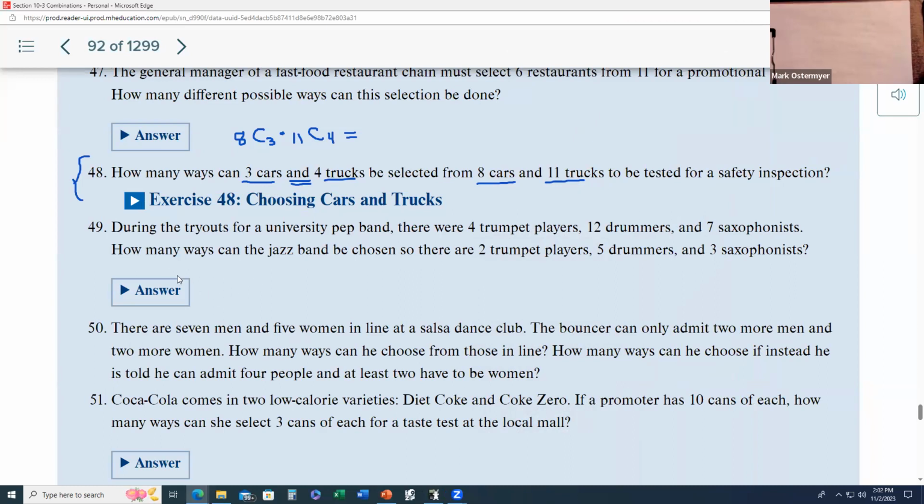All right, ladies and gentlemen, I want you to do number 49 next. Just add this to your classwork. It says, during the trials for a university pep band, there were 4 trumpet players, 12 drummers, and 7 saxophonists. How many ways can the jazz band be chosen so that there are 2 trumpet players, 5 drummers, and 3 saxophonists? There doesn't seem to be any indication of order here, so I'm thinking combinations. Go ahead and try number 49.